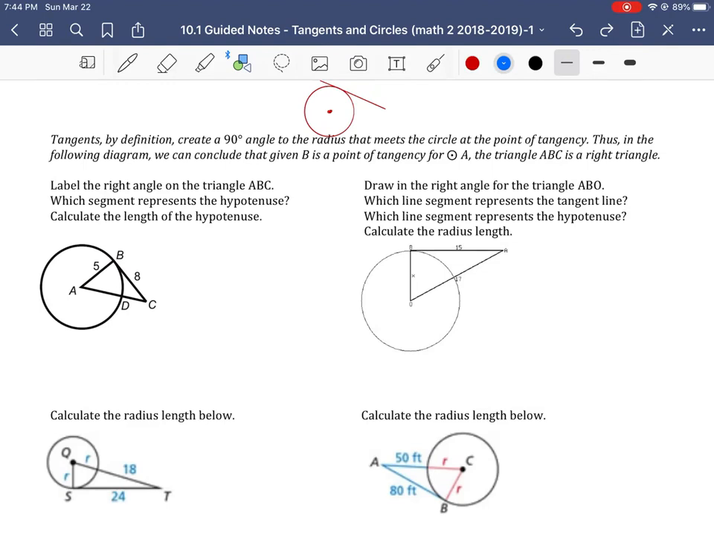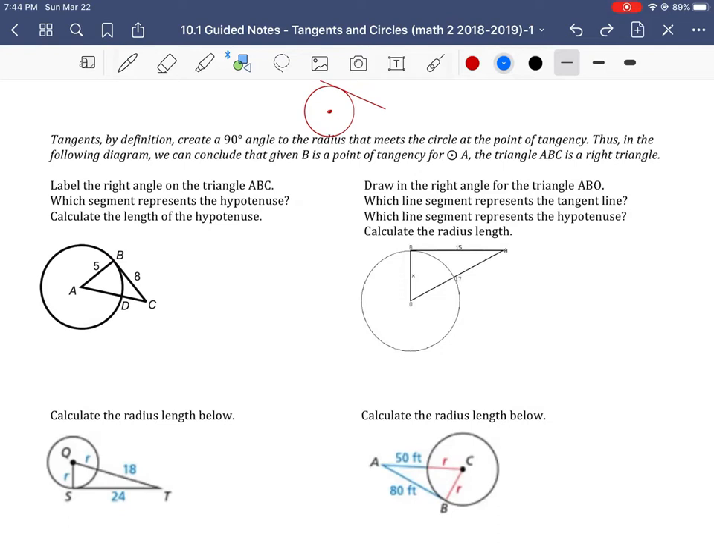On a circle, we are going to talk about how they relate to the radius. And we will actually be using some of our triangle theorems, the Pythagorean theorem specifically, to help us relate these properties. So the first thing I want to do is read this definition at the top.